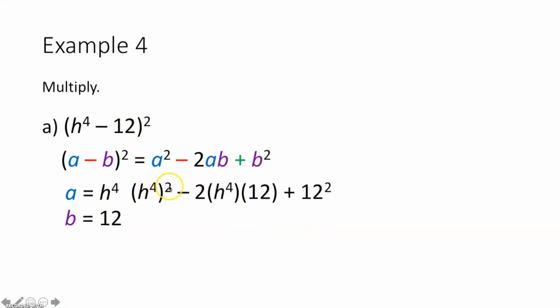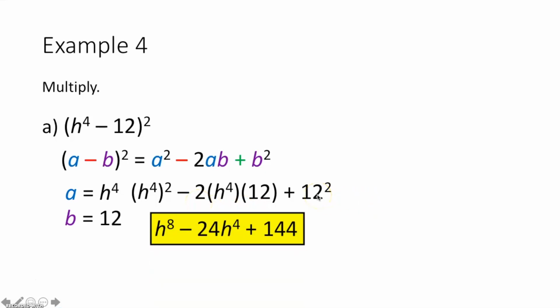Now h to the 4th, the quantity squared, power to a power, you multiply those. So this becomes h to the 8th power. Here, negative 2 times h to the 4th times 12 gives you negative 24 h to the 4th. And then over here, 12 squared is 144. And you're done. Perfect. That's our perfect square trinomial.